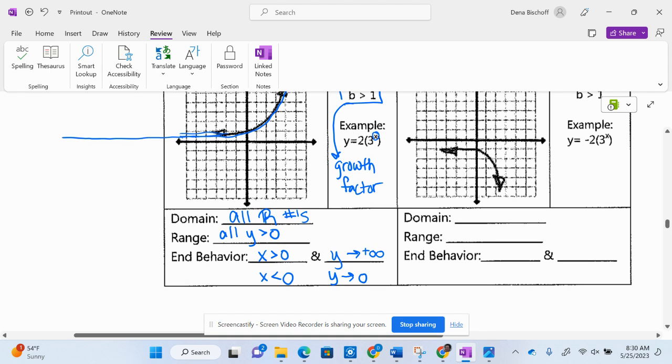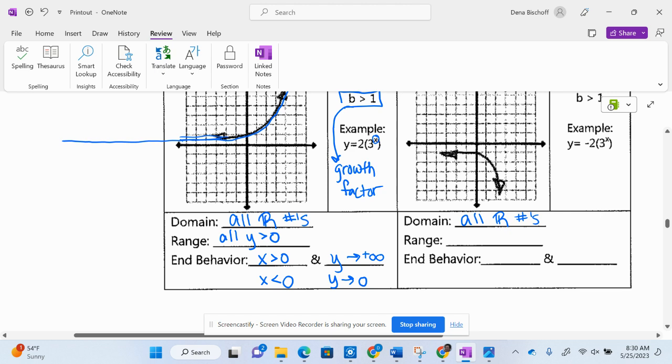When you look at your second example, the domain, still all real numbers. Okay, all real numbers. The range, this is going to get really close to crossing into the positives on the y-axis, like crossing over that, but it never does. So the range is just going to be all y values that are less than 0. It's never going to get to positive numbers, and it's never going to equal 0.